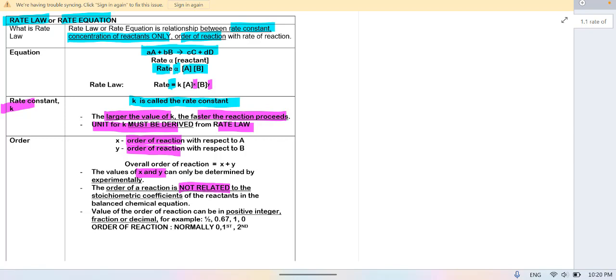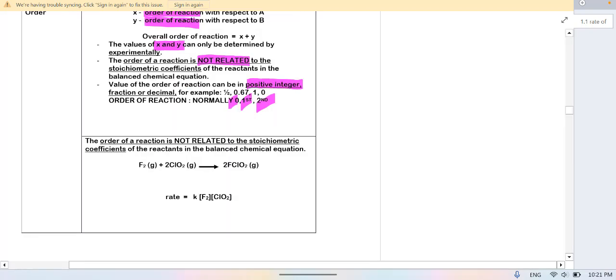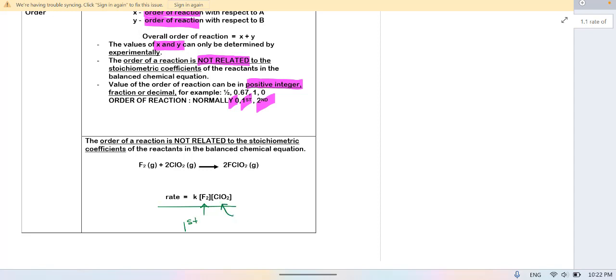Okay, so the value of order of reaction can be a positive integer, but normally order of reaction is 0, first order, second order. This is the normal value of order of reaction. Okay, here is an example of rate law. So we can see that for fluorine, it is first order, and for ClO2 it is first order. So this value is not related to the stoichiometric coefficient. Actually, you need to calculate this one according to experimental data.